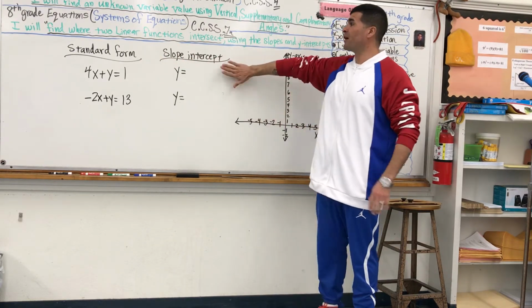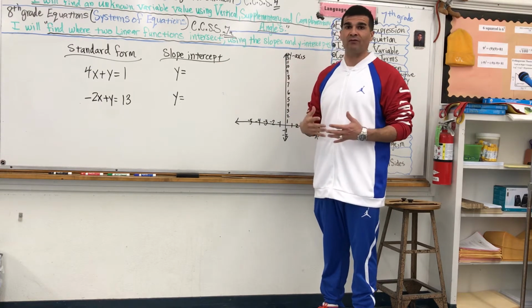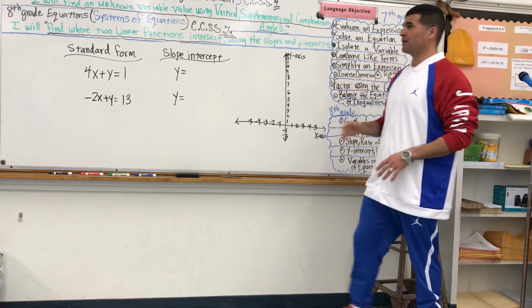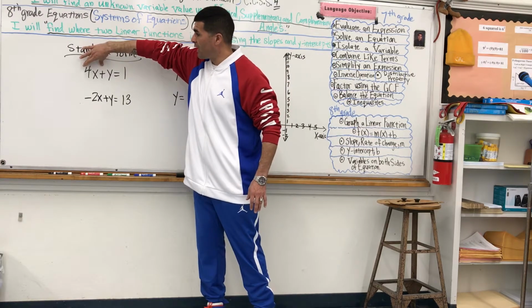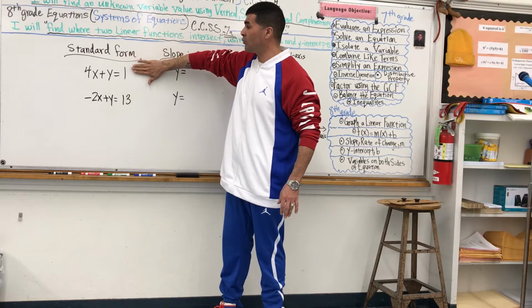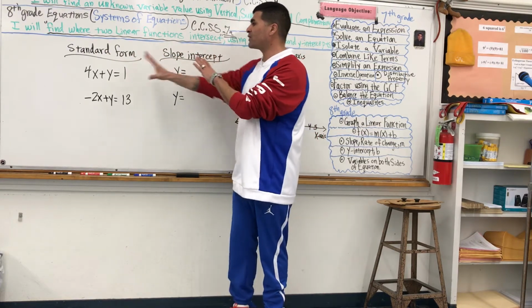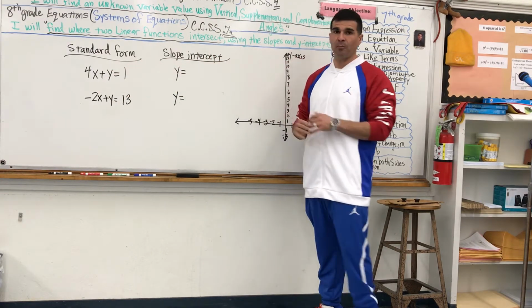Now, slope y-intercept is when we have the slope and the y-intercept and we used to graph those on a coordinate system. But in standard form, we have a number times x plus a number times y is equal to a constant, or a number all by itself. Now, we have to transform these standard form equations into slope-intercept.